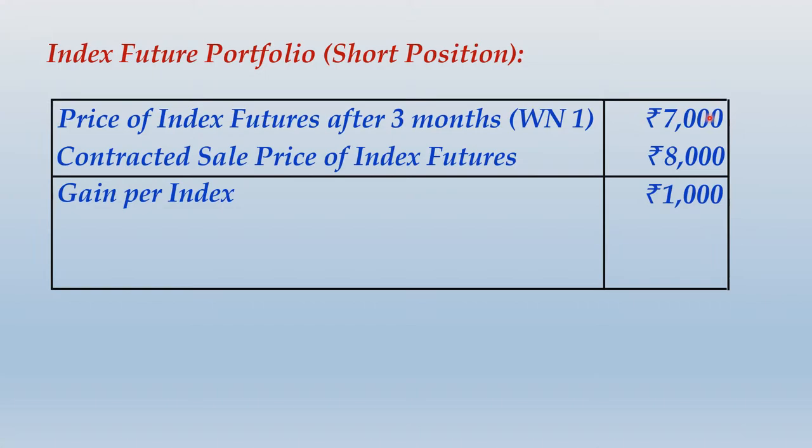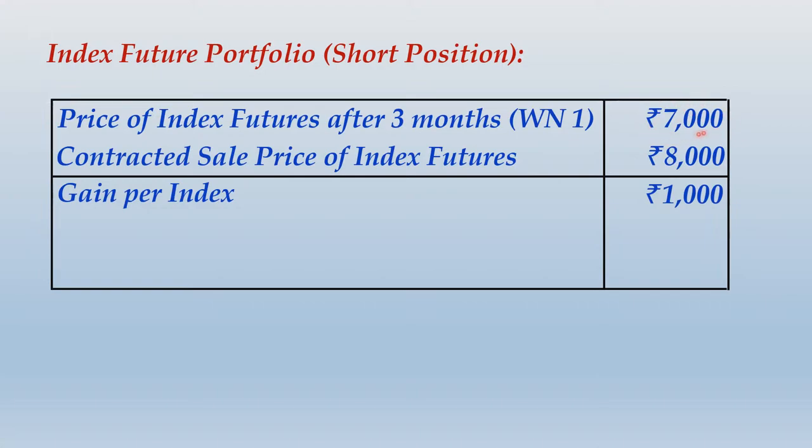So my question to you is, how did we get this 7,000? Because this was nowhere informed, and you can notice I have written working note 1 for reference. I would want you to tell me in the comment section whether you could understand how to get 7,000 or you could not. Unless you give me the comment, that sir, I have understood, or sir, I have not understood, I will not proceed ahead. I am very clear about that.